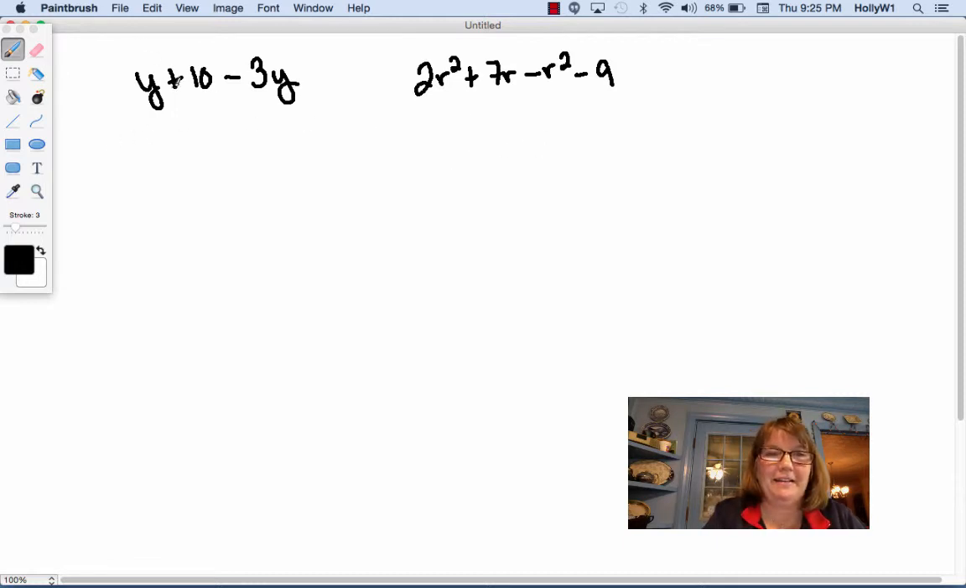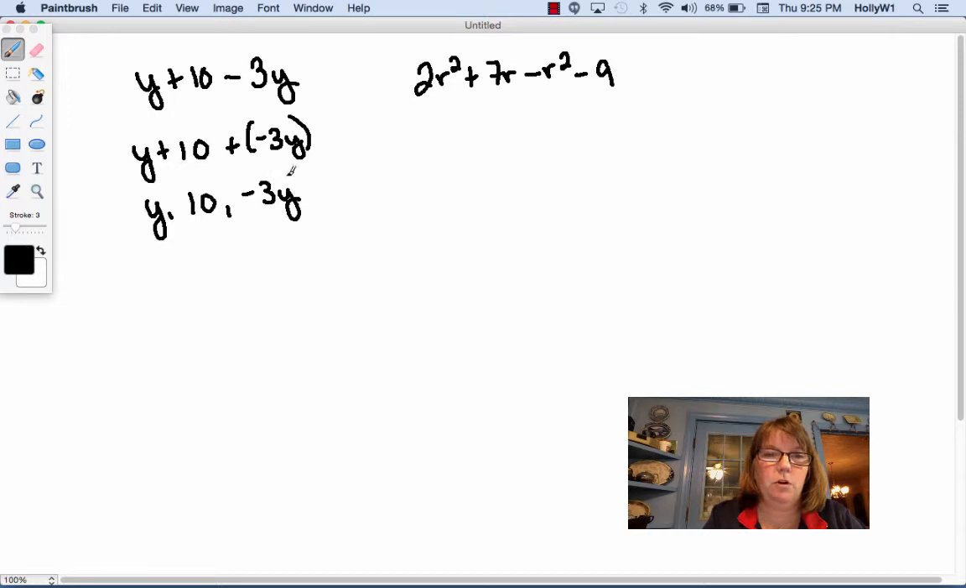Welcome back. So now let's see what you got. Let's rewrite this as an addition problem: y plus 10 plus negative 3y. Our terms are y, 10, and negative 3y. Those are all terms. Like terms are y and negative 3y. 10 is a constant, and it goes all by itself. It doesn't have any friends.